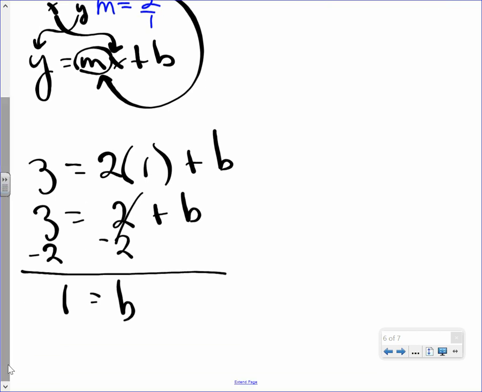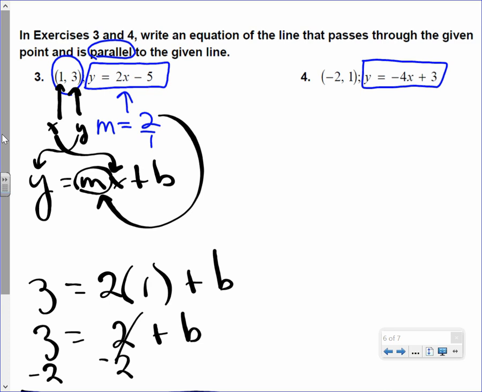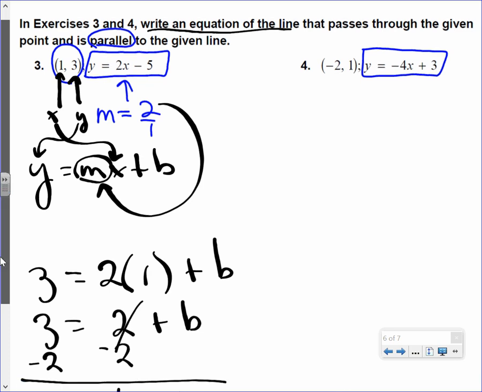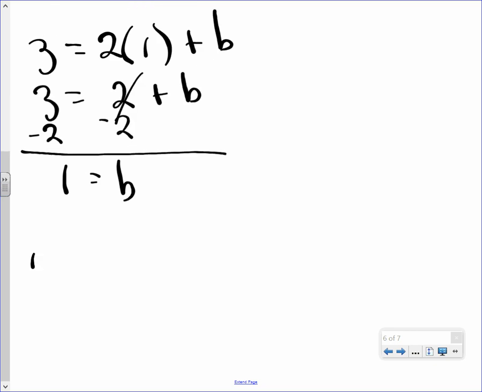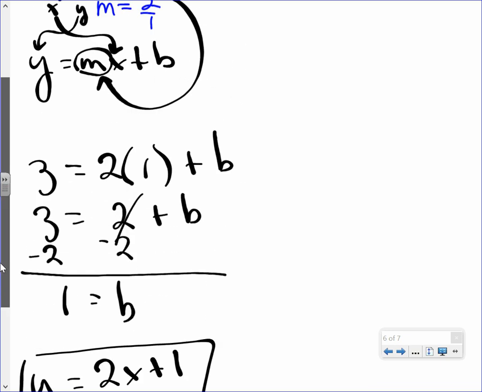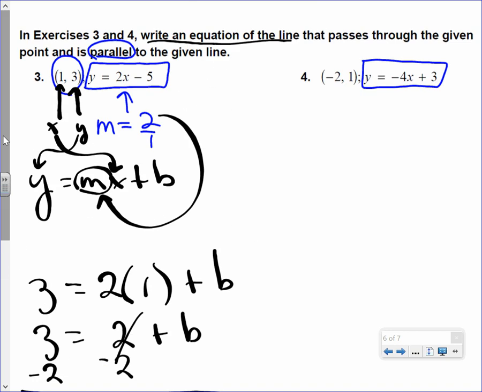All right. We are now ready to accomplish the mission, because the mission is to write an equation of the line. We know our slope. We know our y-intercept. We're ready to rock and roll. Someone give it to me, the final equation of the line. Thank you. Here's the equation of the line. This equation is parallel with the one they gave us. This is awesome. You guys are making me pretty proud, I must admit.